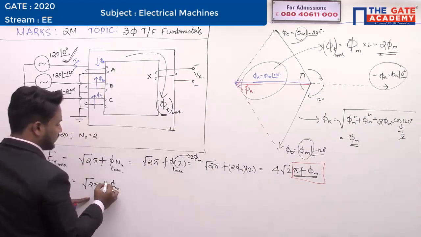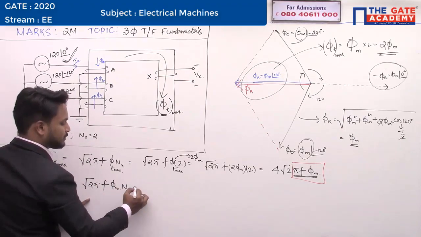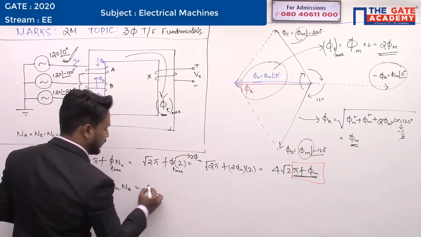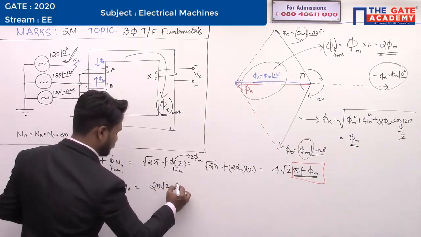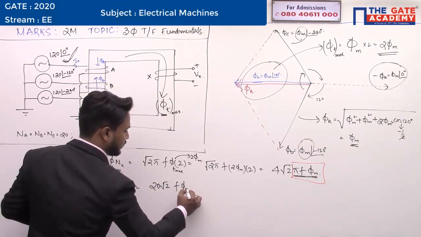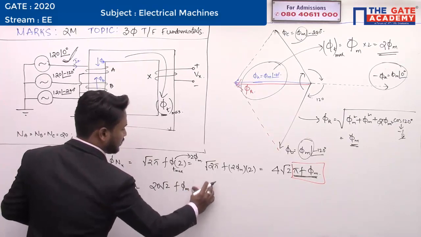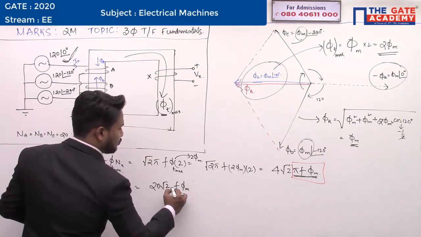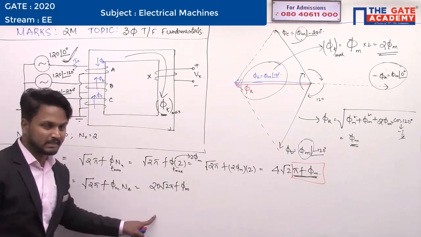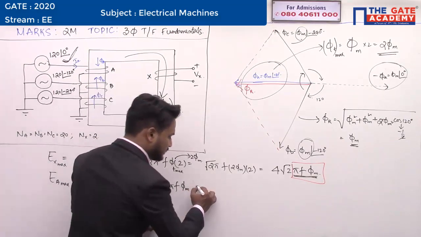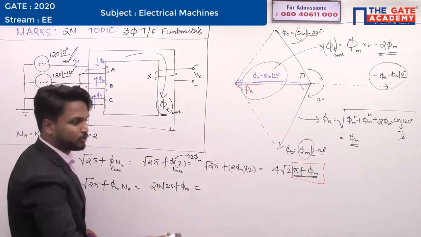So root 2 pi f phi m, and N value is Na, that is equal to 20. So this is 20 root 2 pi f phi m, right? This is EA max. Therefore, EA max is equal to how much? Maximum value, peak value, is RMS multiplied by root 2, right?